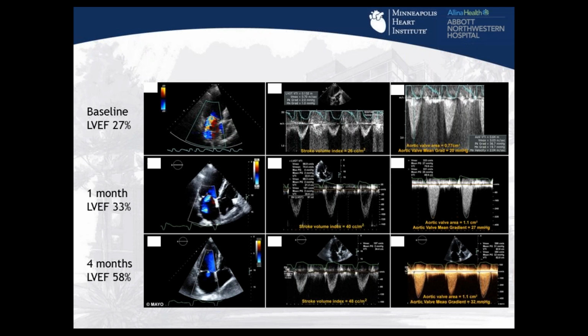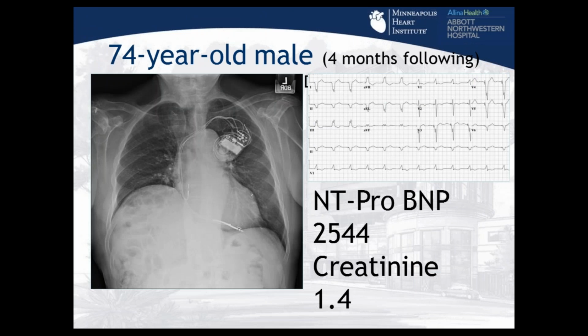So I think this concept is helpful when you see these patients in clinic. This is him after 4 months. His NT-proBNP now is 2,500, and his creatinine is back to baseline, and he was feeling 100% better.